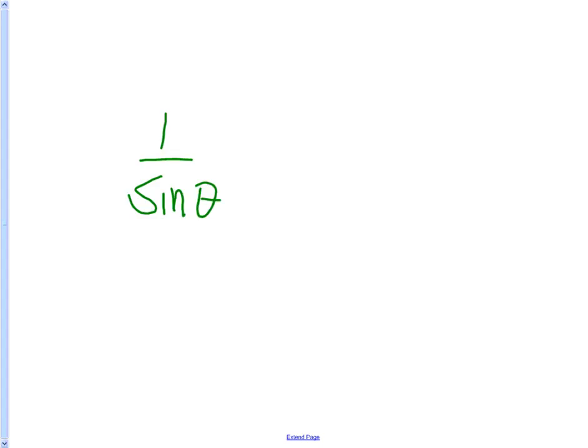Let's say that's in a big long equation. Wouldn't it be nice to be able to yoink that out and put something else in? What could you put in for it? Cosecant, because that's what cosecant is. It's the inverse of it. All right, so you're getting the idea.